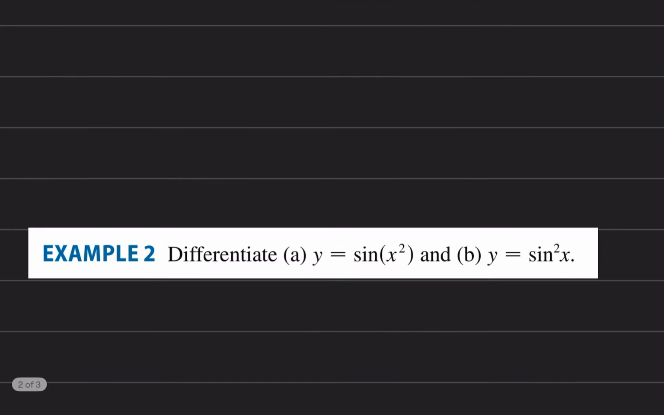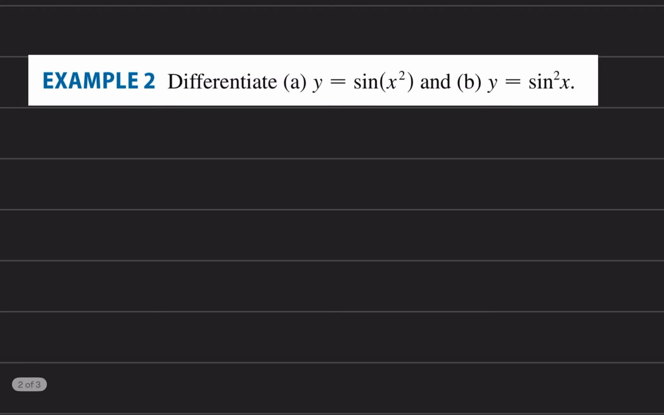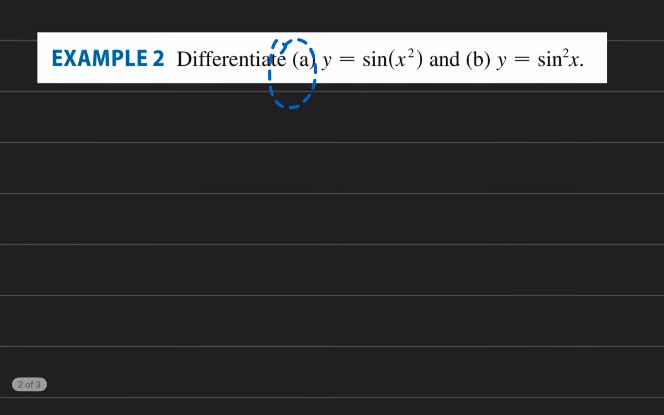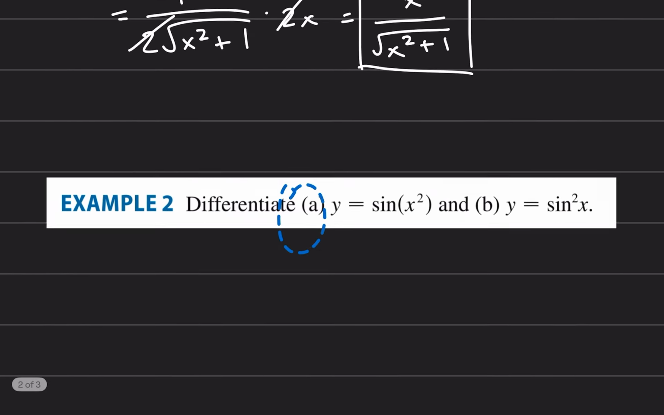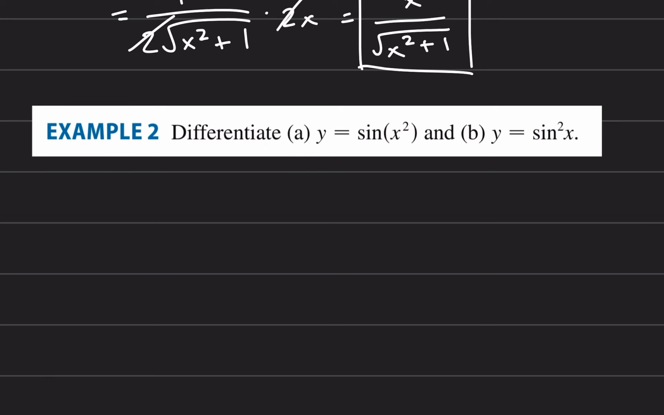Now the next question says differentiate a, which is y is equal to sine of x squared, and b, which is y is equal to sine squared of x. Now, these two functions are going to teach you a valuable lesson while using the chain rule. It's that messing up your inner and outer functions screws up everything.